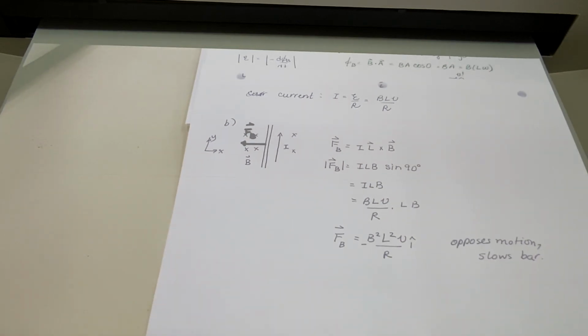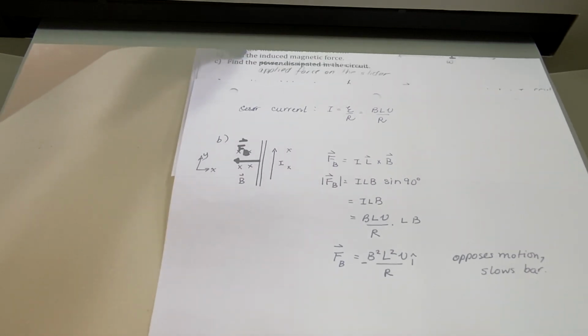So that's part B. I changed part C. I originally said find the power dissipated in the circuit. Instead, let's find the applied force on the slider. How hard do we have to pull it to get it to go to the right? So that'll be a Newton's second law analysis.